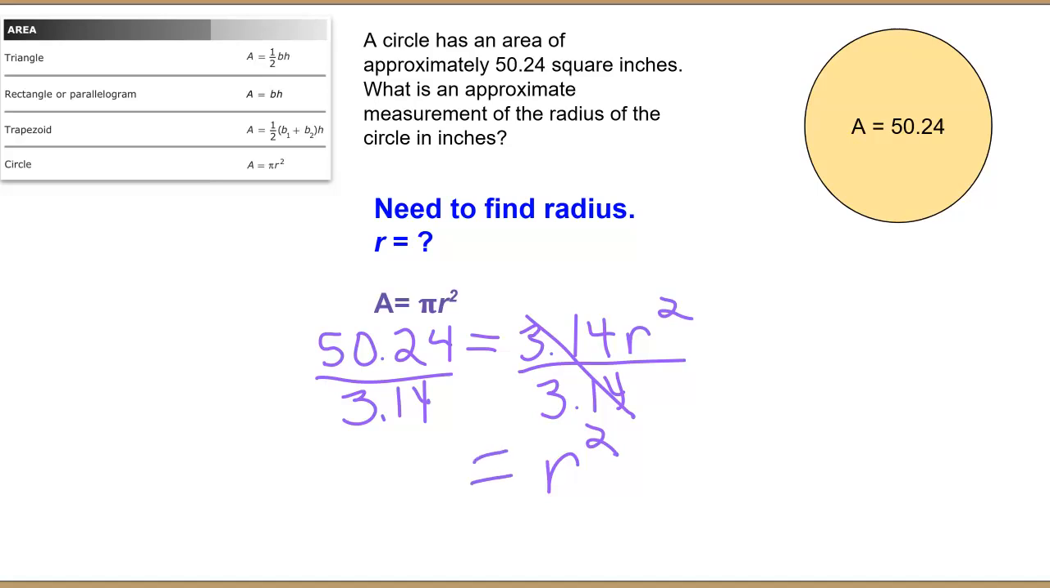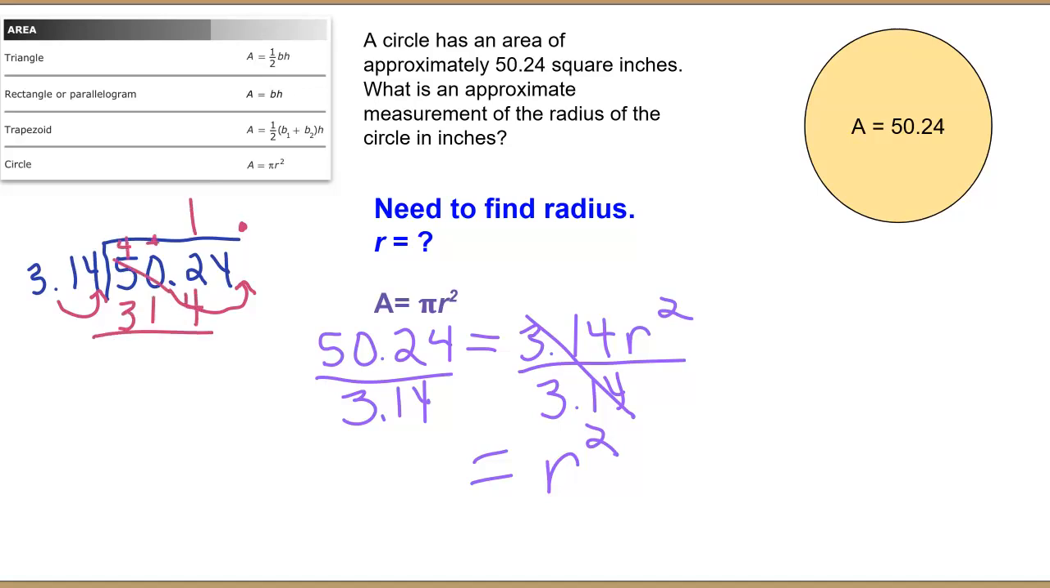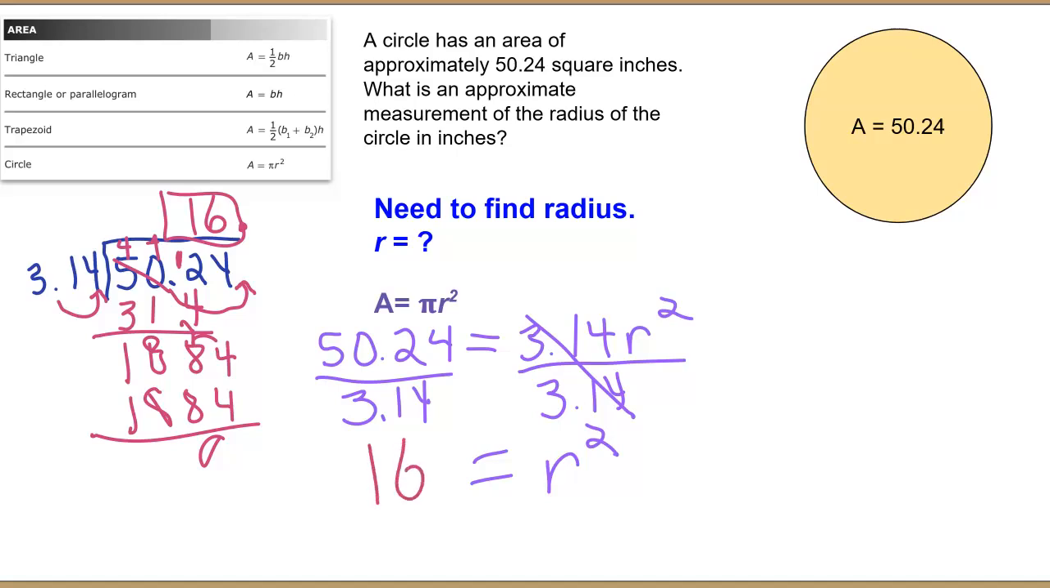Over on the left side, I don't know what that is, so I'm going to have to come over to the side and do some calculations. So r squared is equal to 1,600. But I'm not finished because I really need to know what just the radius is, not the radius squared.